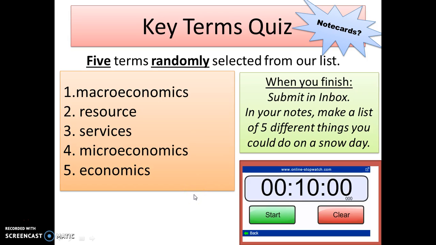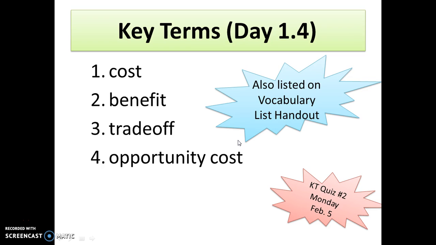We had 10 minutes to take our key terms quiz. We randomly drew 5 terms, and students defined and gave an example or an explanation of each of them. When students were finished, they made a list of 5 different things that you could do on a snow day, part of an activity that we're going to do next. These are the new key terms, again referred to the vocabulary list, and we'll have our next quiz next Monday.